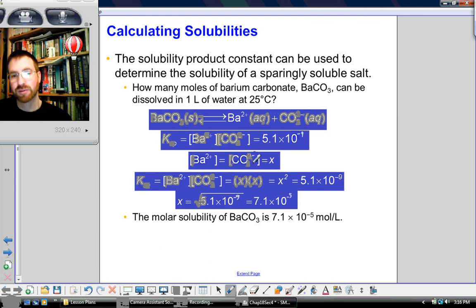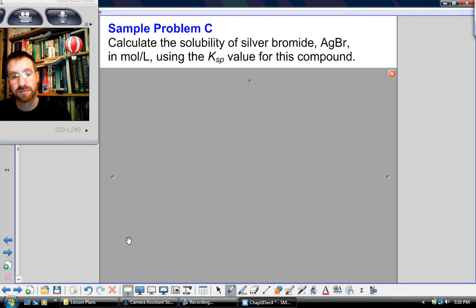We know that those are both going to be equal to each other, which is going to be equal to x. We know that x squared is equal to 5.1 times 10 to the negative 9. And that means the molar solubility of barium carbonate is 7.1 times 10 to the negative 5 moles per liter.